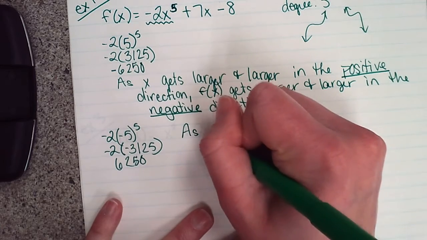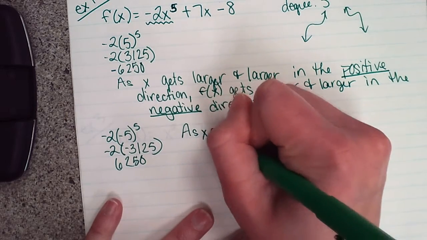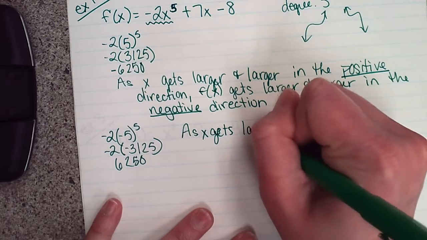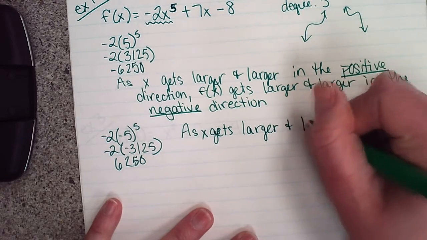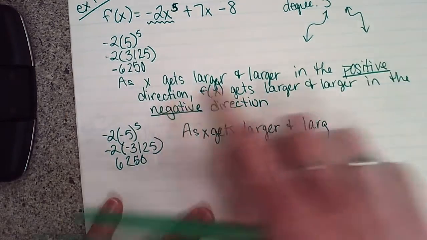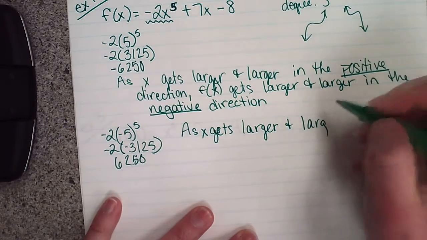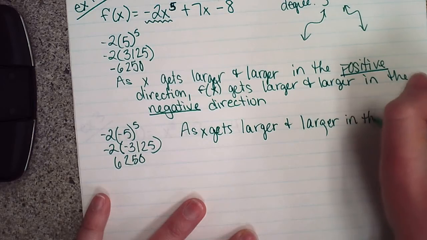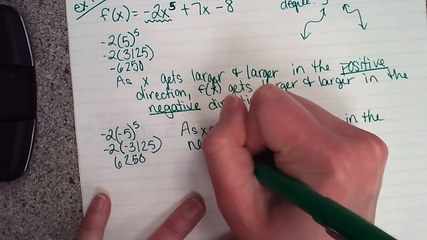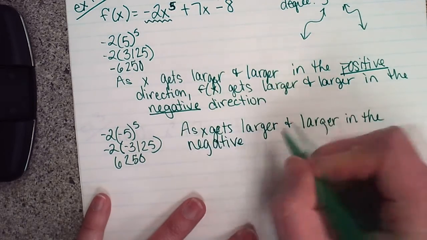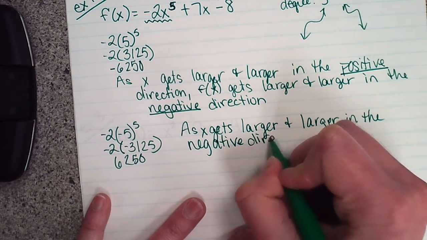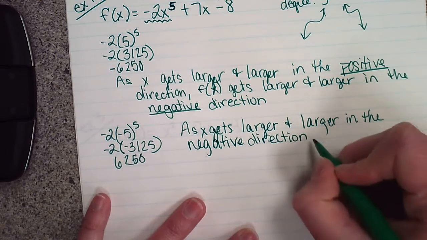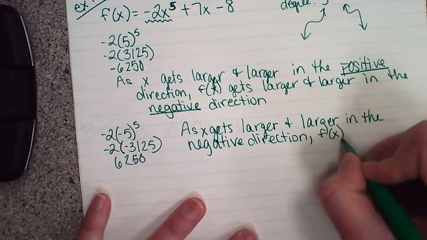So as x, I'm using basically the same sentence, but I'm switching out these positive and negative directions. And that's just what happens in this particular case. So you always want to look for your degree, and then you always want to do that test point.